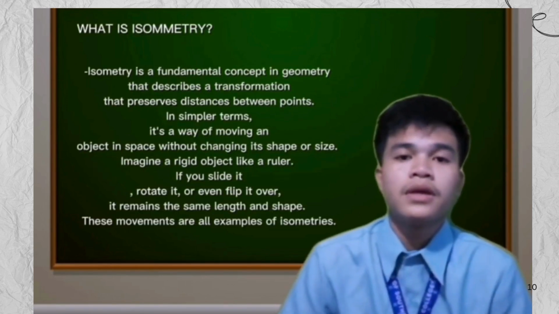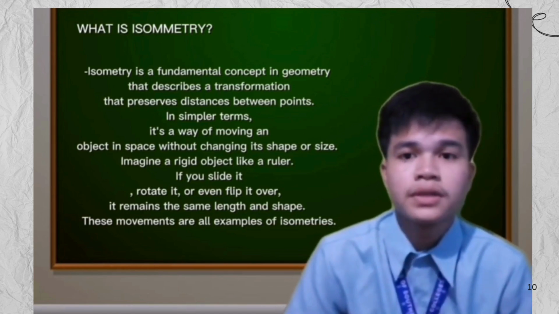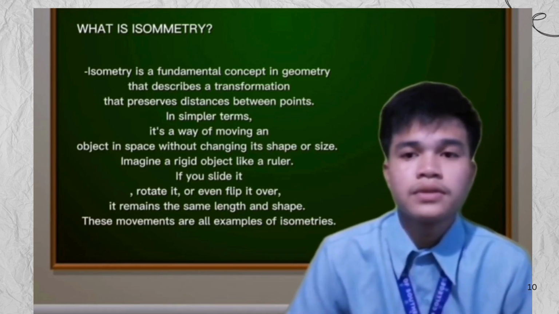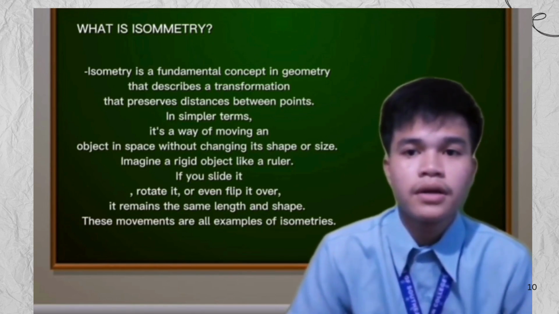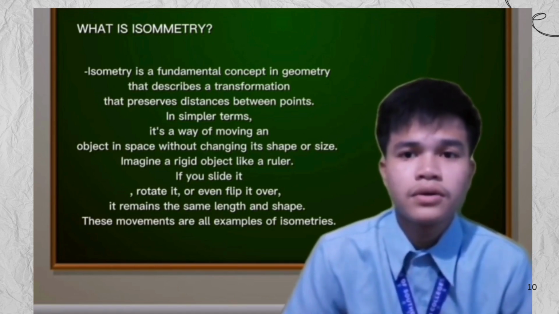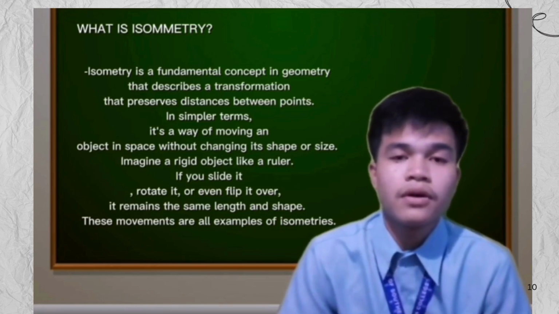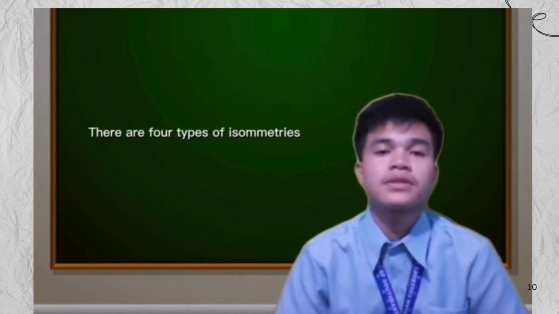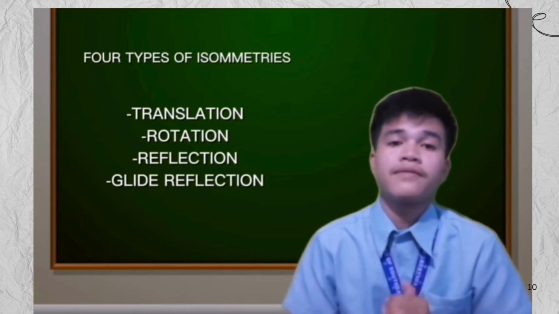Isometry is a fundamental concept in geometry that describes a transformation that preserves distances between points. In simpler terms, it's a way of moving an object in space without changing its shape or size. Imagine a rigid object like a ruler. If you slide it, rotate it, or even flip it over, it remains the same length and shape. These movements are all examples of isometries. There are four types of isometries. First is translation, second is rotation, third is reflection, and the last one is glide reflection.